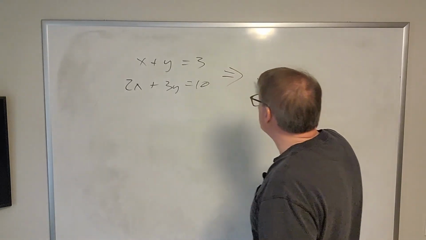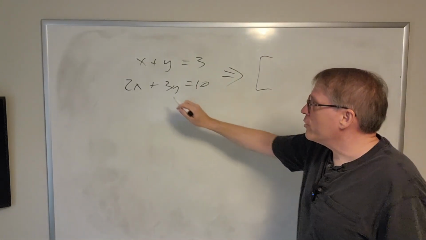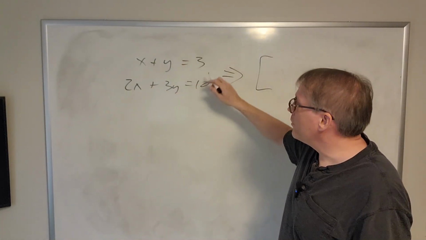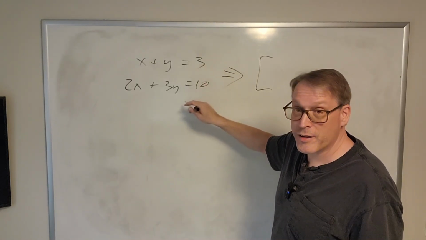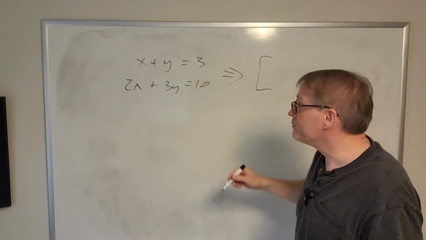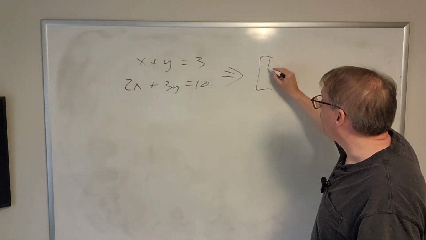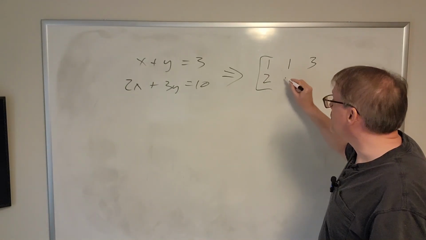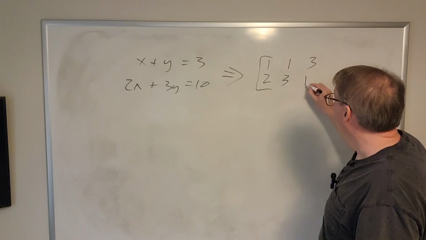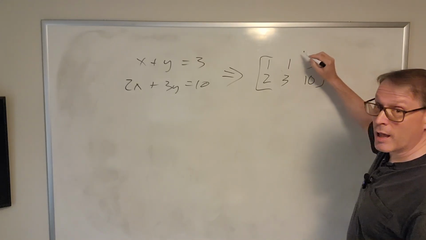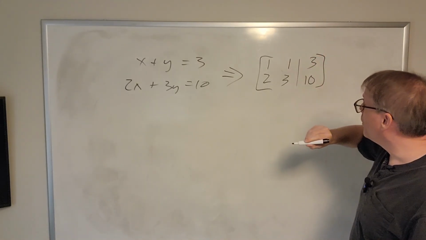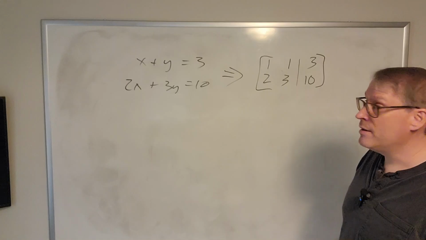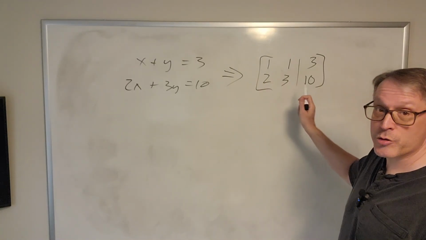The matrix version of this, just make sure your x's are lined up, your y's are lined up, numbers are lined up, your equal signs are lined up. Take all the coefficients. It's 1x, it's 1y, and it's a 3. It's 2 x's, 3 y's, and a 10. Then you take a line and put it where the equal signs are. That's it. This corresponds to this in matrix form.